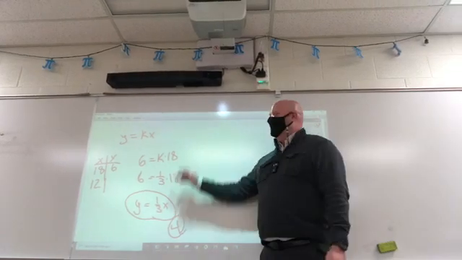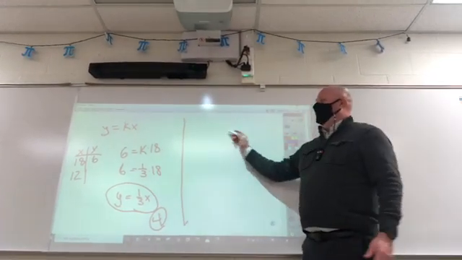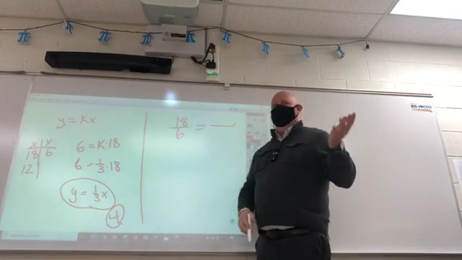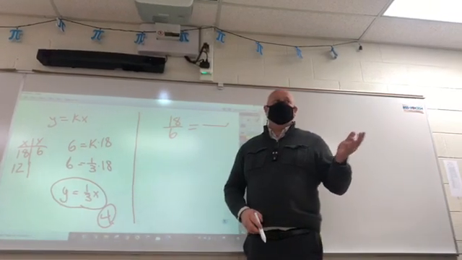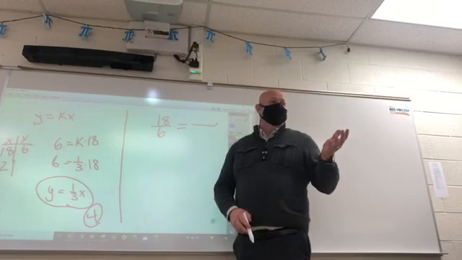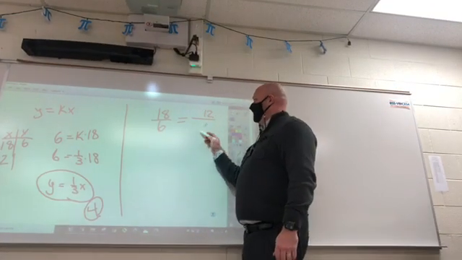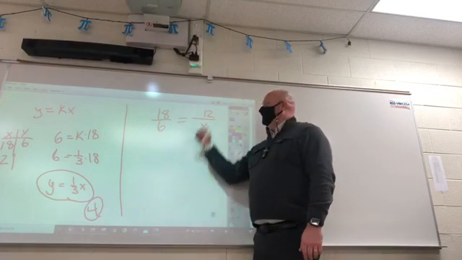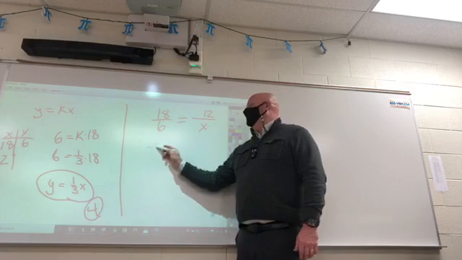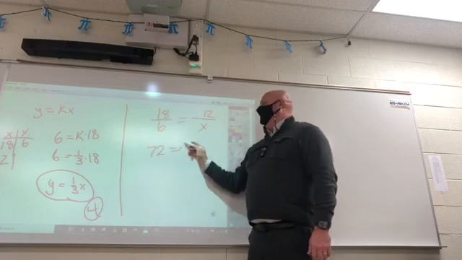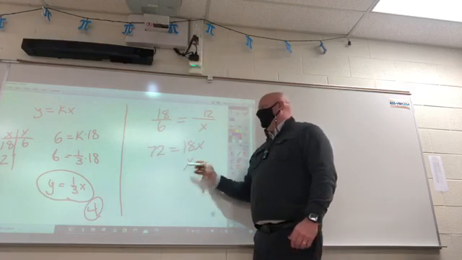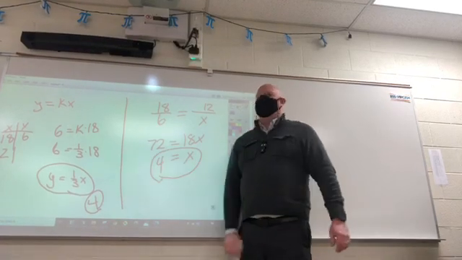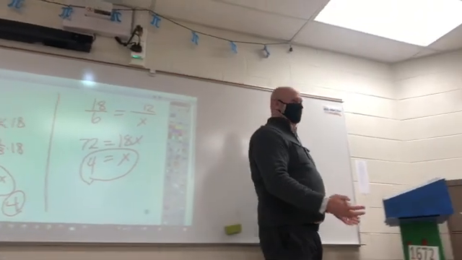That's one method. The other method is just to set up a proportion. 18 is to 6 as, and if I put the 18 on top, where does the 12 have to go? On top. So, how would I solve that? I would do 12 times 6, which is 72, equals 18x. What's 72 divided by 18? 4. Doesn't matter which way you do those, either way you get 4.